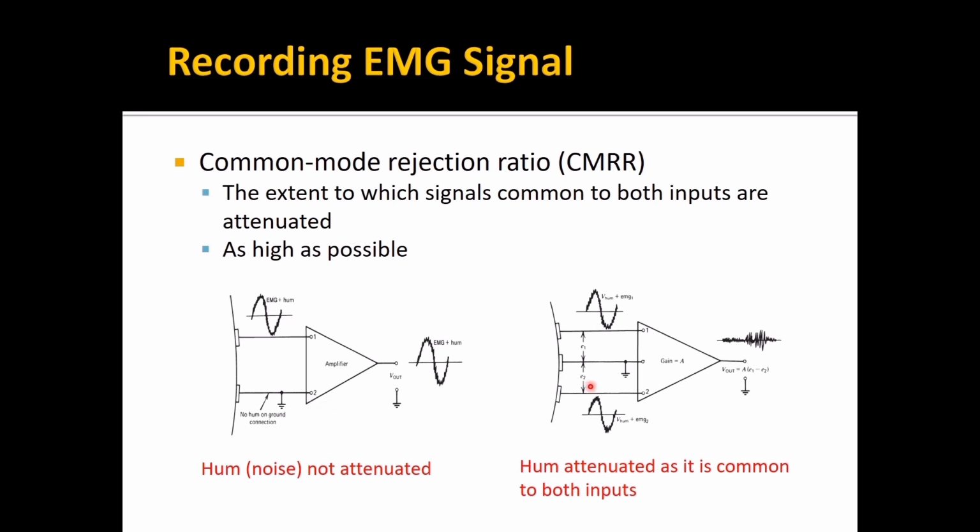However, in the bipolar recording, we have two electrodes placed on the muscle, and then one on the ground. This is from the first electrode, and this is from the second electrode. The hum is common to both electrodes, so this hum can be attenuated using a differential amplifier in bipolar recording. That's why eventually we can get the typical EMG signal pattern, which does not contain the hum.